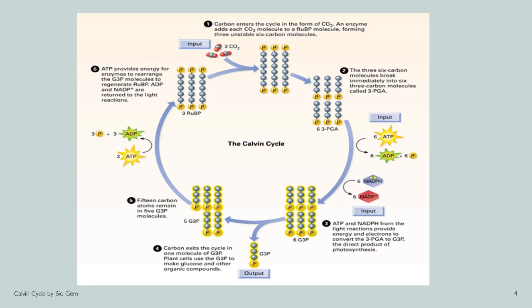Reduction here happens when this PGA converts into this G3P here. G3P stands for glycerate 3 phosphate. When PGA is converted into G3P, 6 NADPH and 6 ATP are used. Now, remember that these are the products of the light dependent reaction.